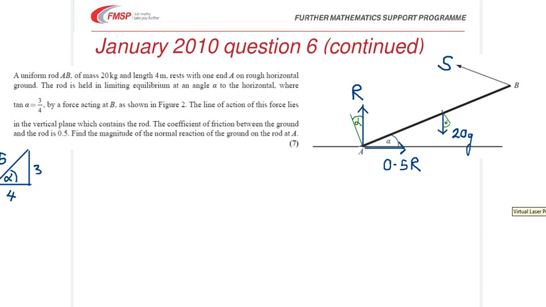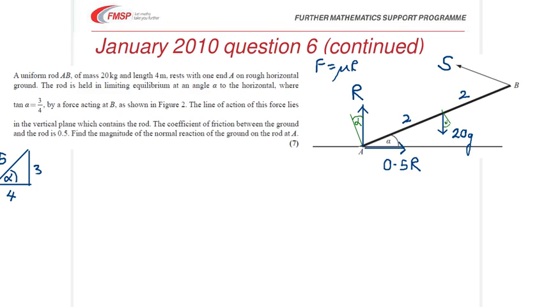It's a uniform rod, so I've shown the weight acting at the center of the rod. Its length is 4 meters, so let's put that on there. That's 2 and that's 2. It's held in limiting equilibrium, so friction is F equals mu R. So I've shown that down here as 0.5 R.